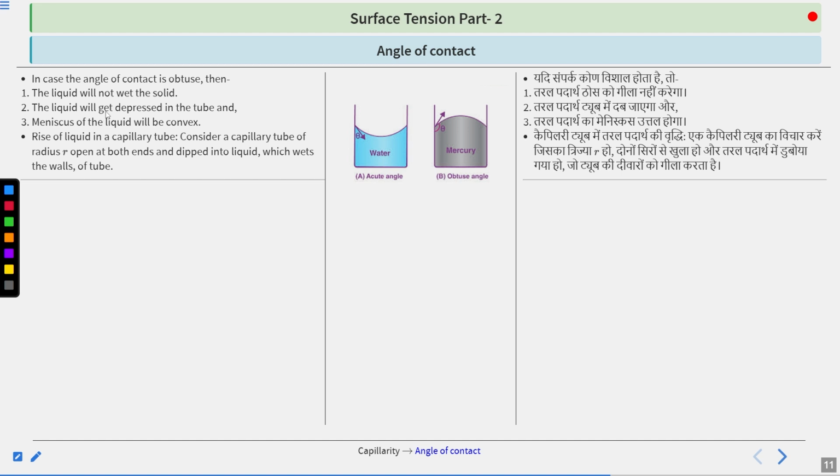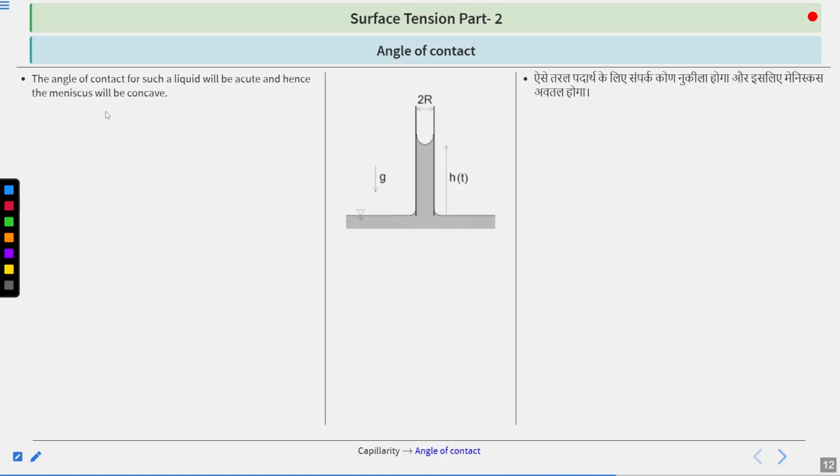Rise of liquid in a capillary tube. Consider a capillary tube of radius r open at both ends and dipped into a liquid which wets the walls of the tube. So the angle of contact for such a liquid will be acute, and hence the meniscus will be concave. Here you can see this is concave.